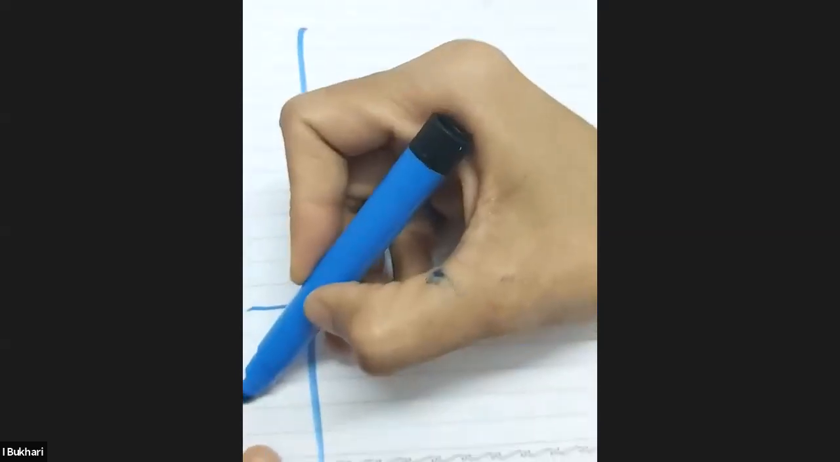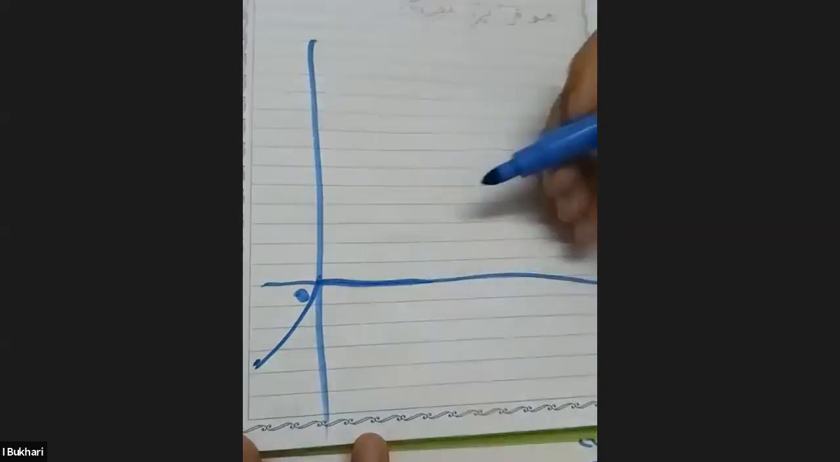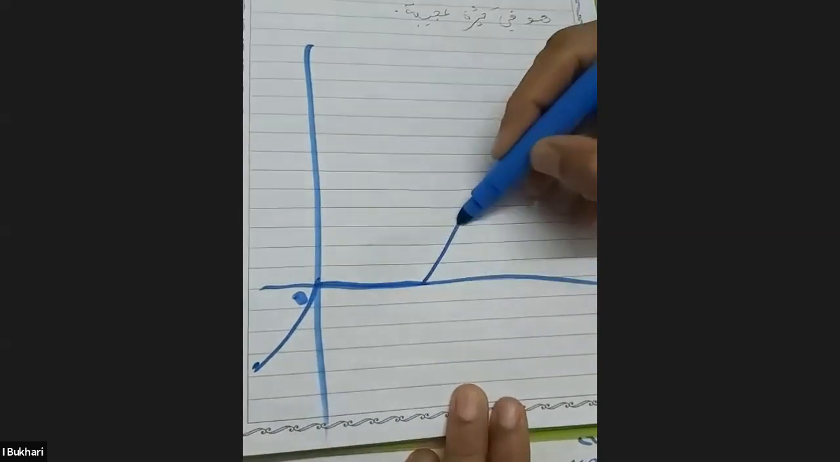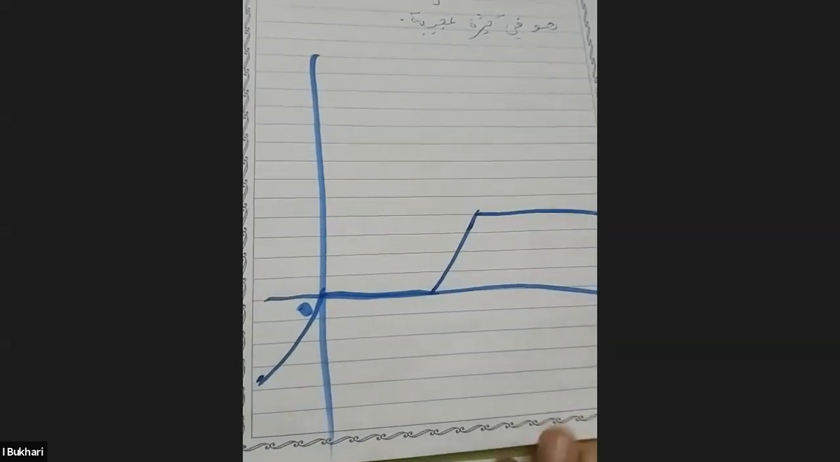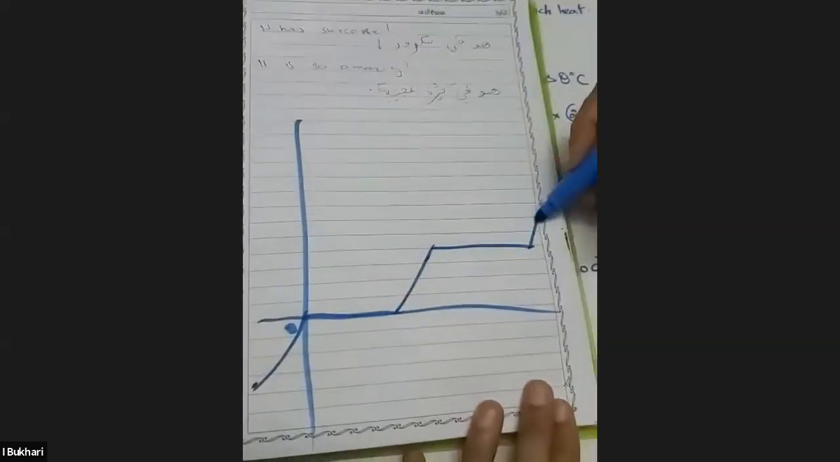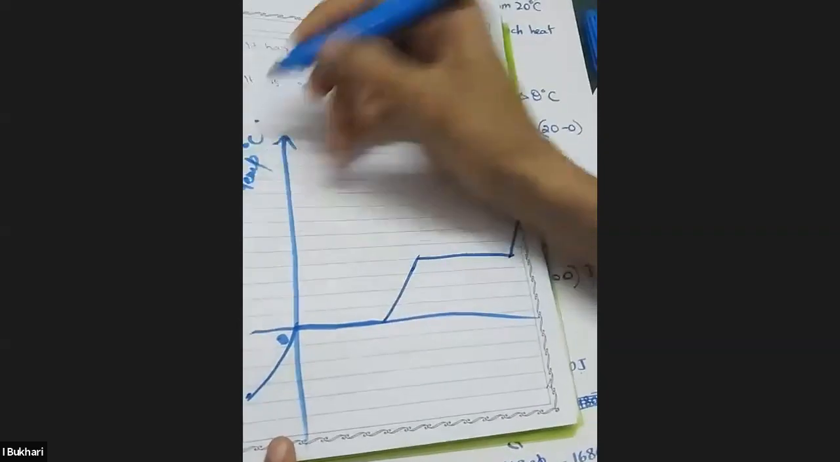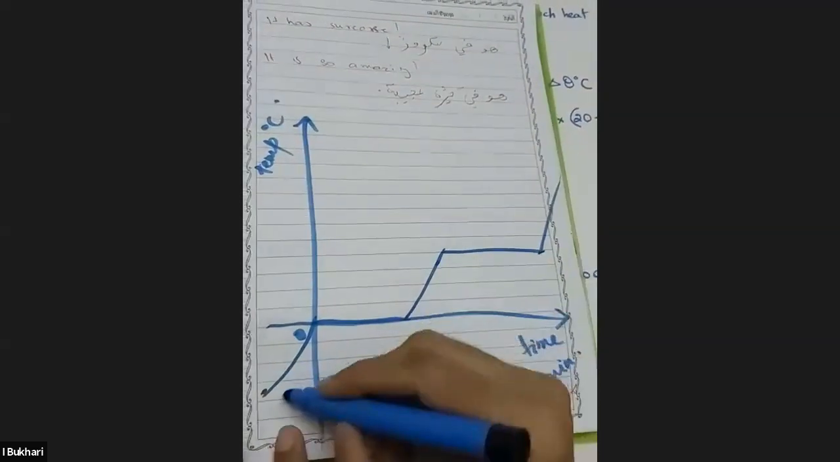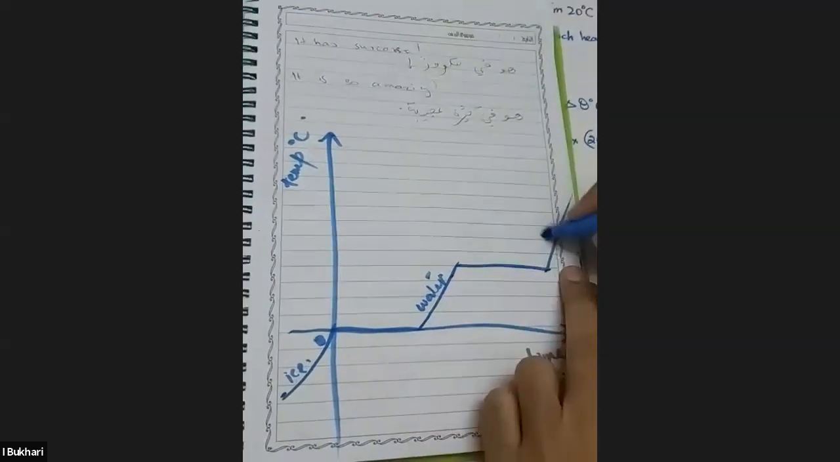So let's see. This is 0. Okay, so this is solid. There's melting going on at 0. Then this is liquid, and then this is vaporization. I'll make a longer line. And then this is gas. This is temperature in degrees Celsius. This is time in minutes. This is ice. This is water. This is steam.